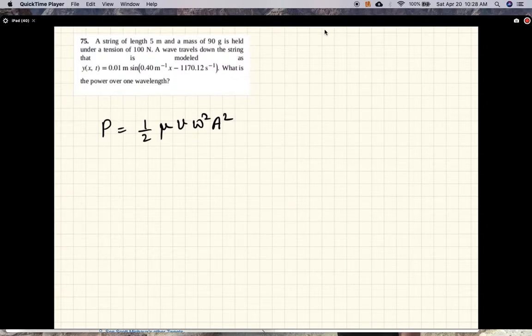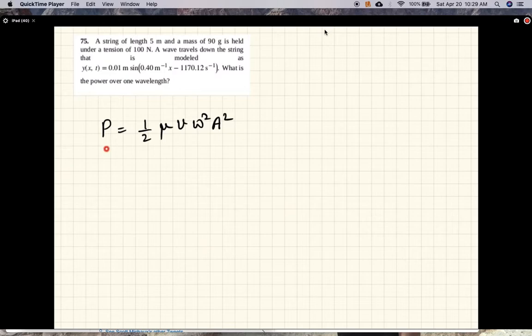Alright, this problem says a string of length 5 meters and a mass 90 grams is held under tension of 100 newtons. The wave travels down the string that is modeled as y(x,t) equal to 0.1 meters sine 0.4 x minus 1170 seconds. Well, there's a t missing there. What is the power over one wavelength?